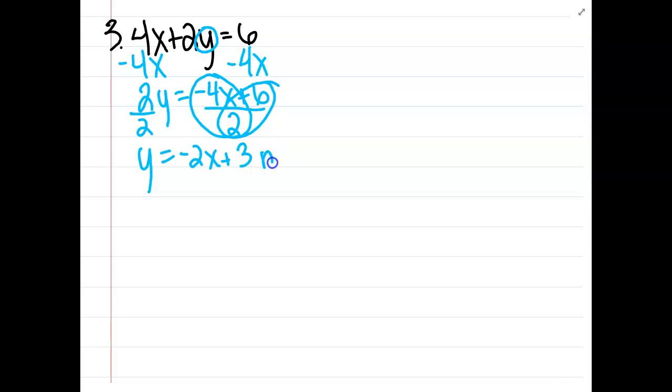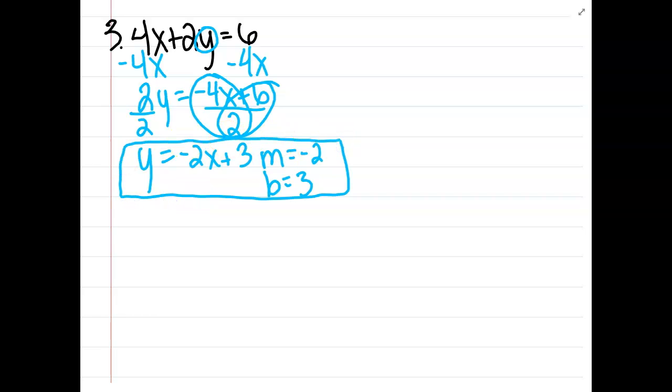Once it's in y equals, it should be easy to say m and b. What's my slope? Negative 2. What's my y-intercept? M is negative 2. B is 3. Okay, number 4. 3x minus 5y equals 15.